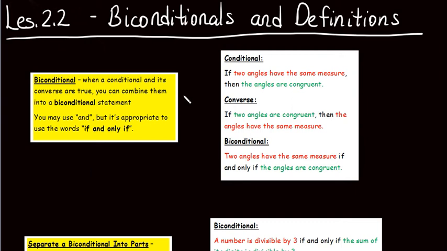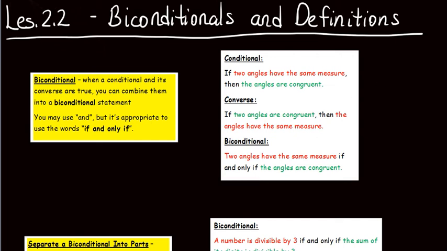All right, so my first example, a conditional statement in geometry would be: if two angles have the same measure, then the angles are congruent. The converse, like we talked about in the previous lesson: if two angles are congruent, then the angles have the same measure. So the biconditional, I'm going to combine both of them using if and only if. Two angles have the same measure if and only if the angles are congruent.